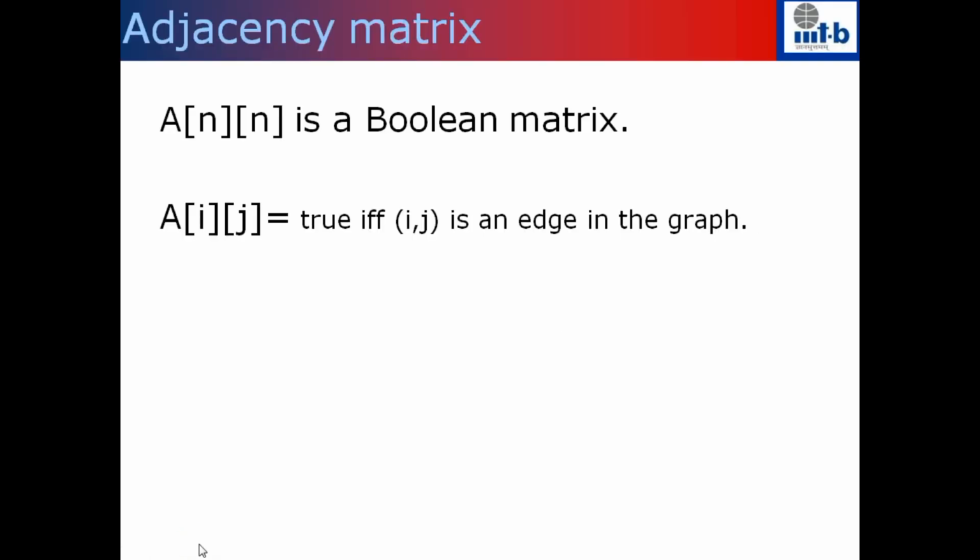So we are given a graph with n vertices in it. We define the data structure to represent the edges in the graph as a Boolean matrix, an n cross n matrix. Since it's a Boolean matrix, it will only keep track of true and false. In A of i comma j we are going to store true, indicating that i comma j is an edge in the graph. In other words, A of i comma j will be true if and only if i comma j is an edge in the graph.